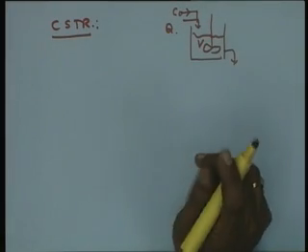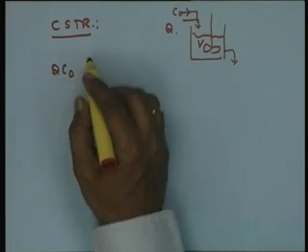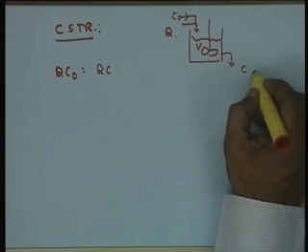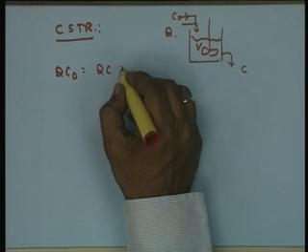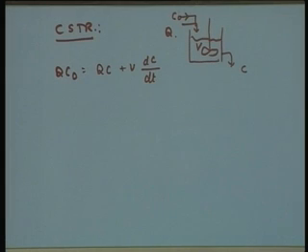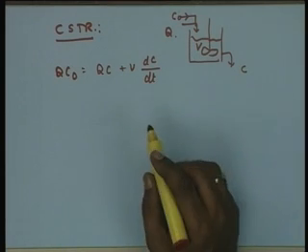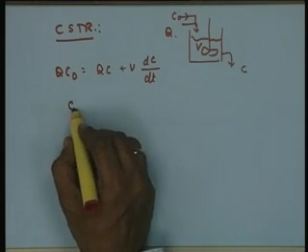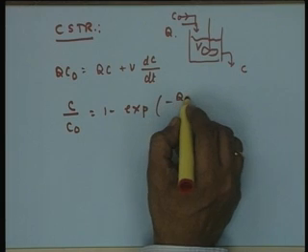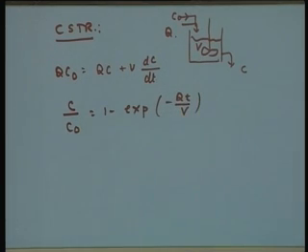Therefore, the total mass balance: q C naught will be equal to q C, that means the C will also start coming out at a flow rate of q, plus V dC over dt. That means in the reactor volume there will be some accumulation, the rate of change of concentration C in the reactor, and this can be integrated to give C upon C naught equal to 1 minus exponential of minus q t upon V, which essentially gives the theoretical output for a step change in a CSTR.